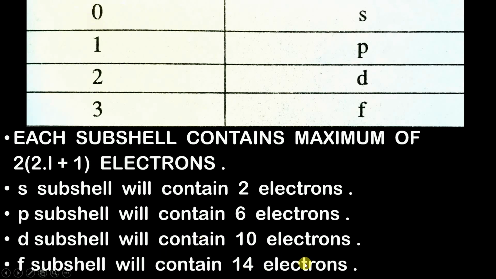So now these 4 points you need to keep in mind: the S subshell will contain 2 electrons, the P subshell will contain 6 electrons, the D subshell will contain a maximum of 10 electrons, and the F subshell will contain a maximum of 14 electrons. Okay, so now moving ahead.